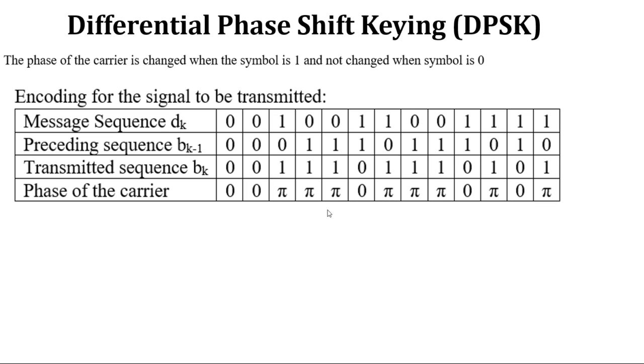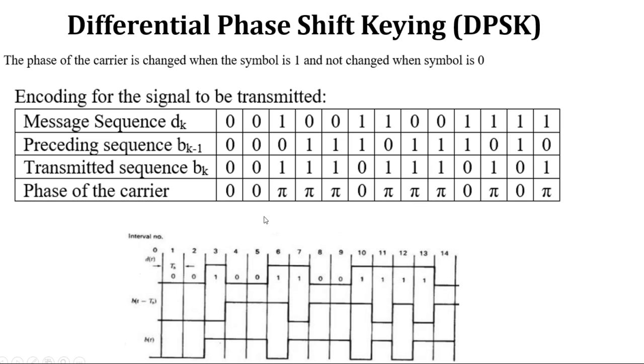Now from DK, BK-1 and BK, we can say that BK is the XOR of DK and BK-1. You can see 0 0 is 0, 0 0 is 0, 1 0 is 1. It is realizing the truth table of an XOR gate. This is written in the form of a waveform. You can see in the table, it is drawn as a waveform. So when we XOR DK and BK-1 we get the output BK.